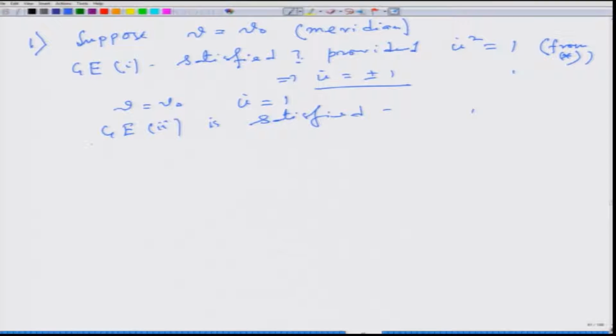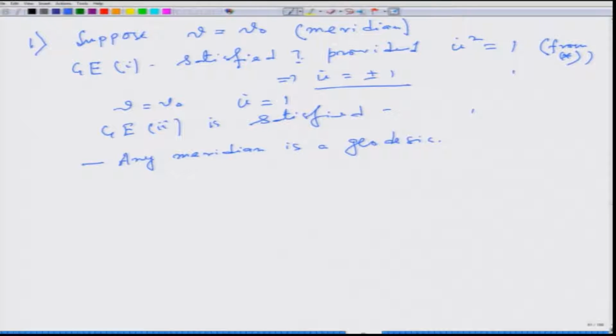This is an if and only if condition: any curve satisfying G1 and G2 is a geodesic. So, this says any meridian is a geodesic, provided I have taken gamma to be unit speed. That is important.